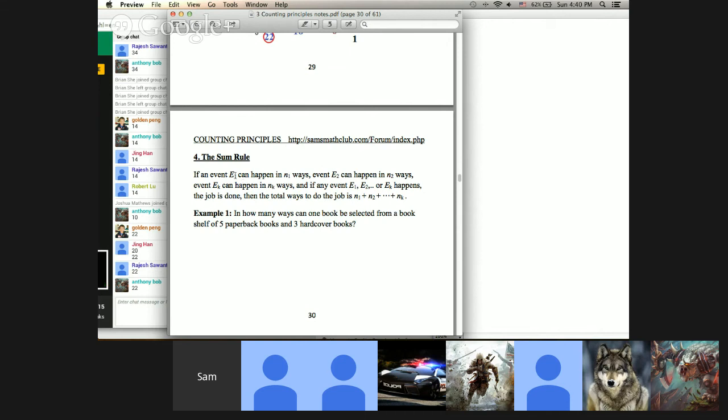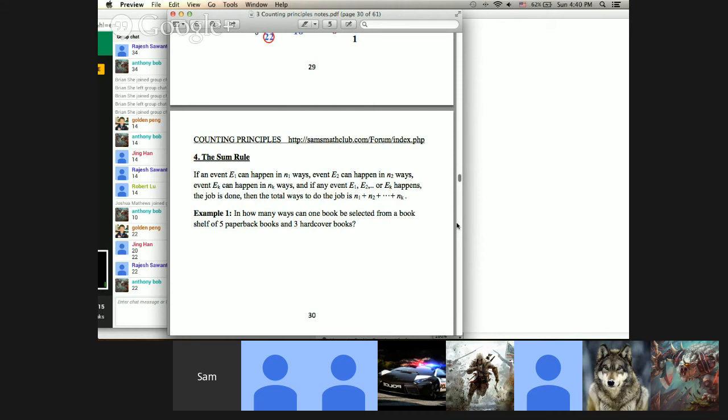So it's just saying if one specific thing has X number of ways and another specific thing has Y number of ways, and if they both do the same thing and they're both counted, then you just add the number of ways you can get them. So it's more logical, so we're just going to go with examples.